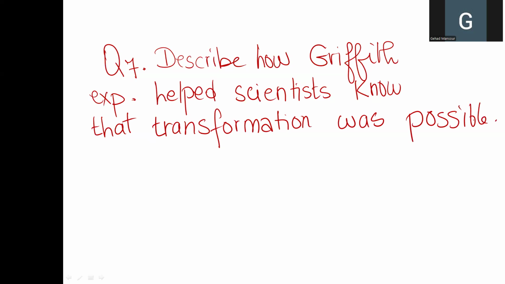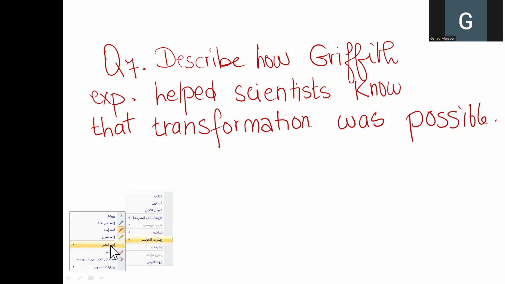Because this is the only result they got from Griffith's experiment. Afterward, they tried to know what the transforming material was. So we will draw a flow chart that helps simplify Griffith's experiment.